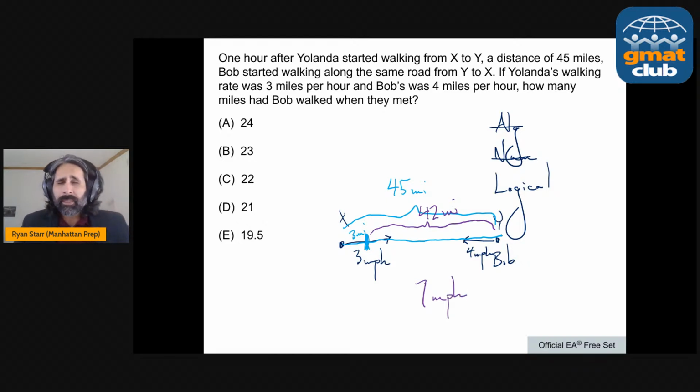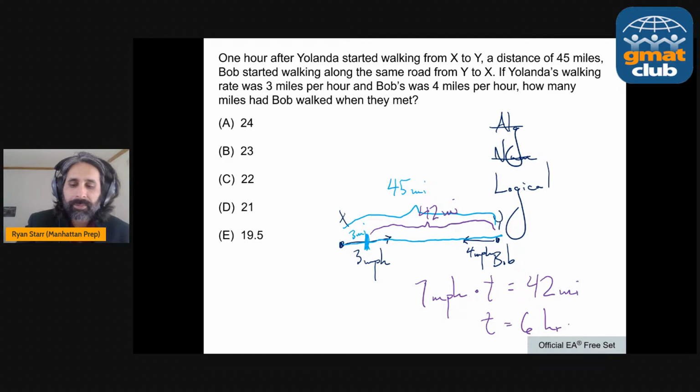If we just account for Yolanda's 3 miles, then once Bob starts walking, they have 42 miles left to cover. And we can just ask ourselves, how many hours is it going to take them to cover those 42 miles if they've got a 7 mile an hour collective walking rate? It's going to take them 6 hours. And of course, if Bob is traveling for 6 hours, he's going to go 24 miles.